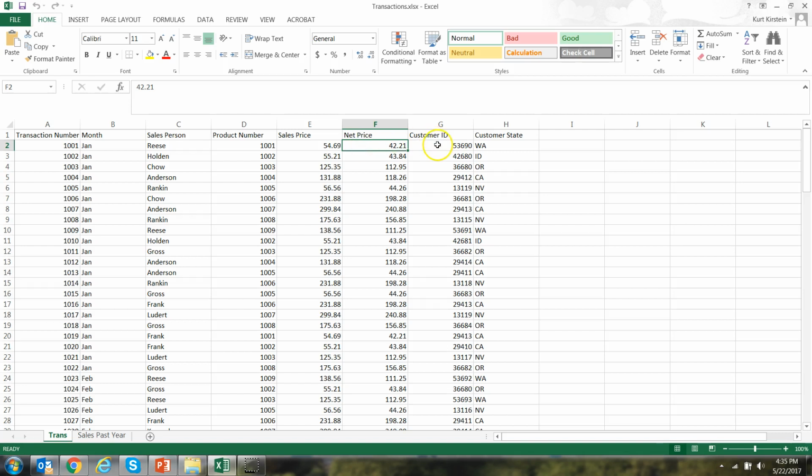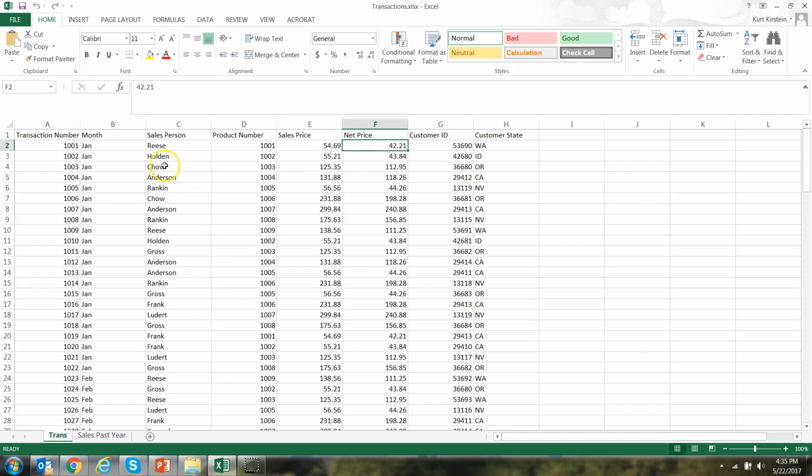Okay, here's your customer ID. This is the customer who actually purchased this, and you'll see that this customer ID is repeated several times throughout this data set. That's because the customer was a customer of yours multiple times. And here's the state that the customer lived in. Every time you see customer number 53690, you'll see the state of Washington, because that is where that customer lives. But that customer is going to have purchased probably different product numbers. They'll all have a different sales price. They'll all have a different net price.